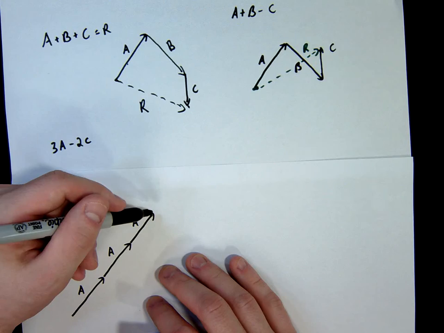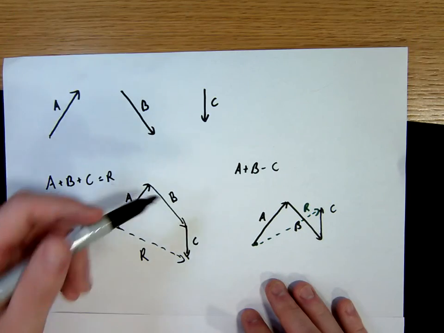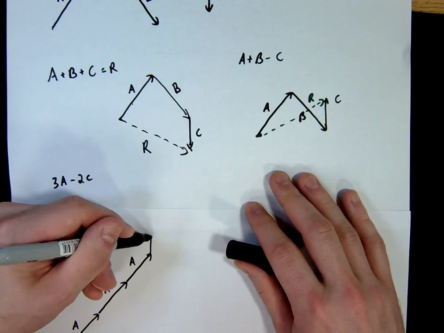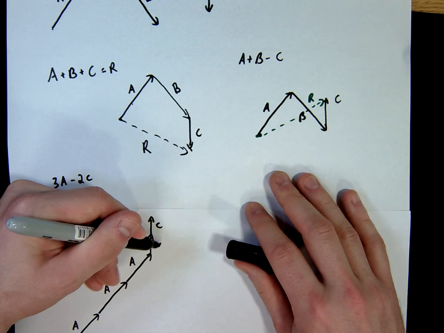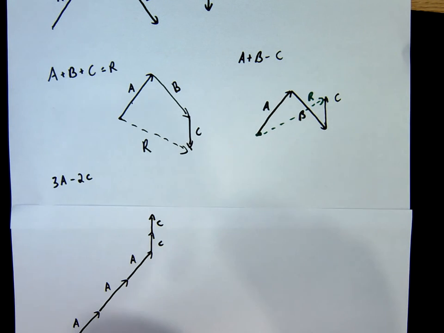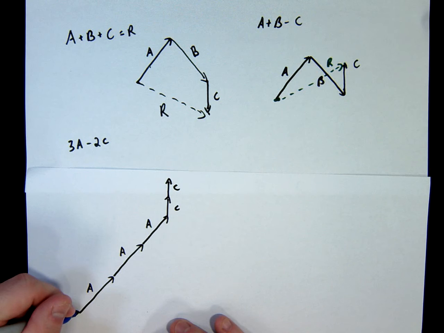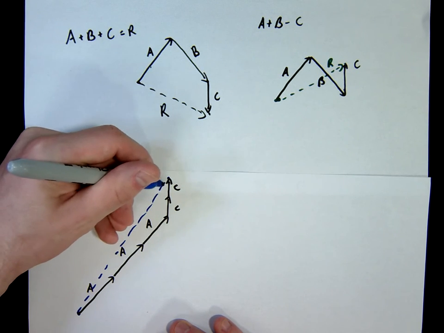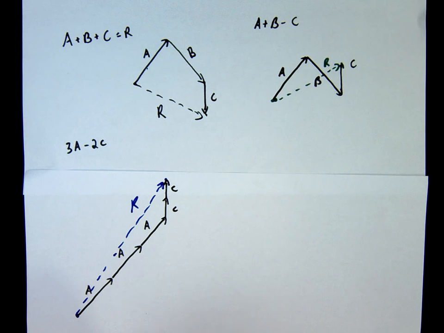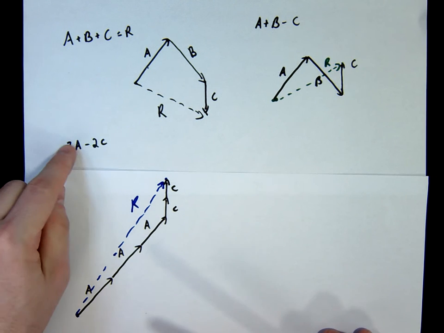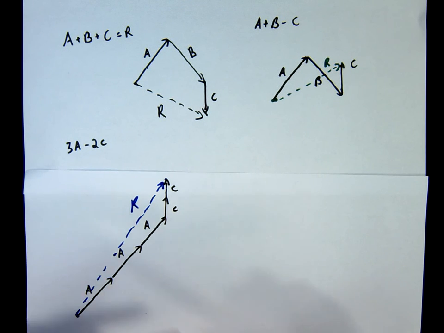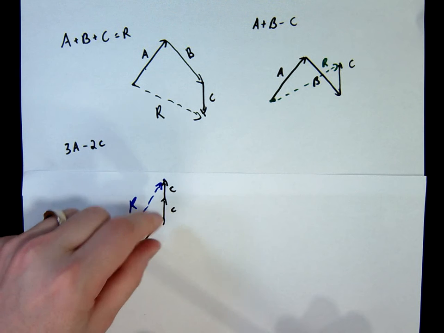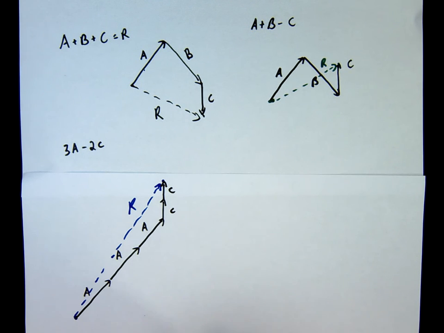And then minus 2C. Well, if we recall, C is pointing down, so minus would be 1C, 2C, and it looks something like that. Then my resultant would be starting at the tail end of this and going to the tip. That whole thing in a straight line, if I had a ruler, would be my resultant R. So you can get 3A minus 2C. It's like doing A plus A minus C minus C. You can add them up in that direction.